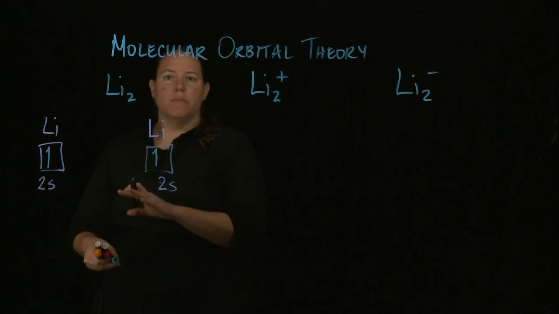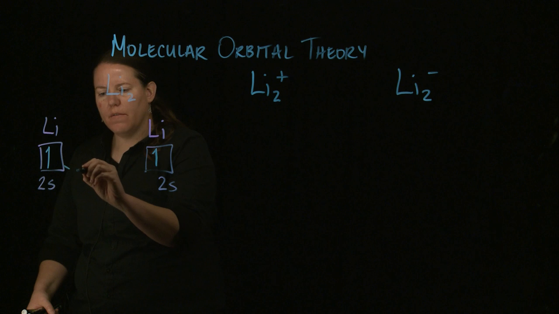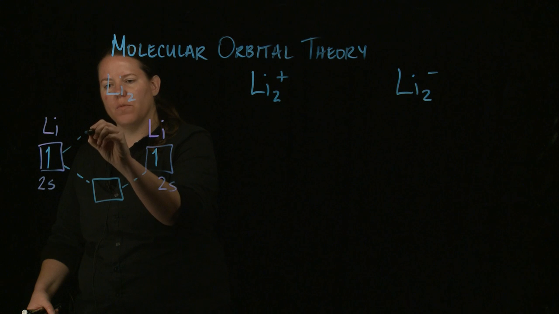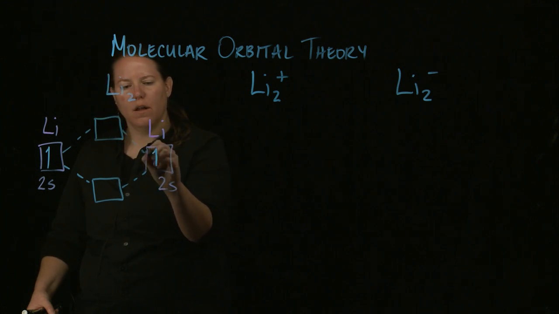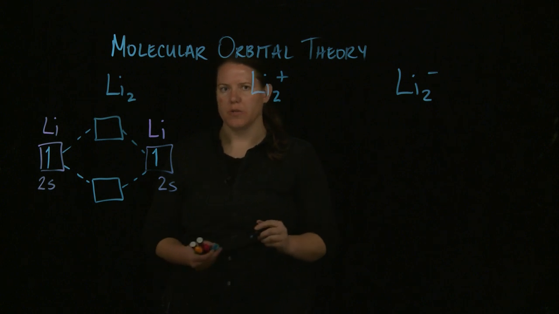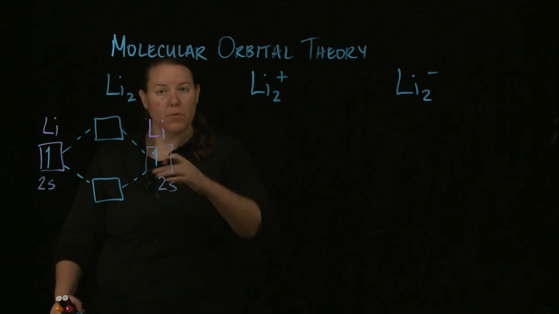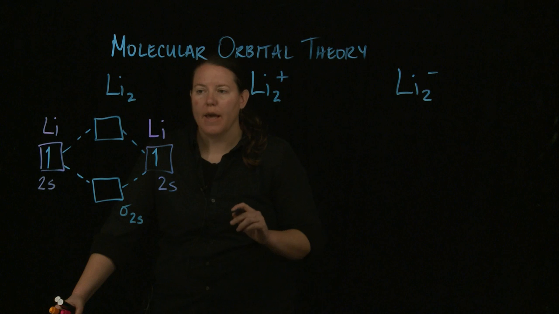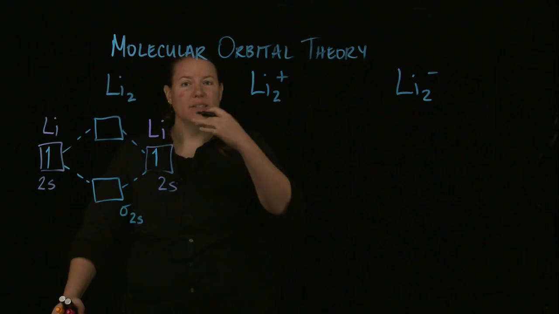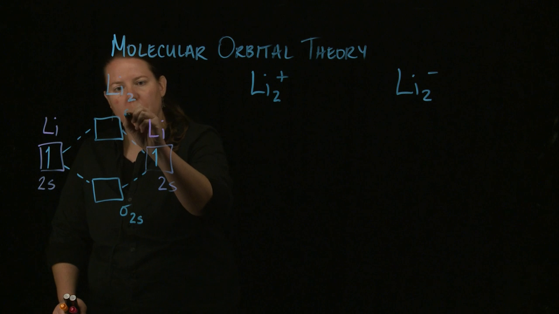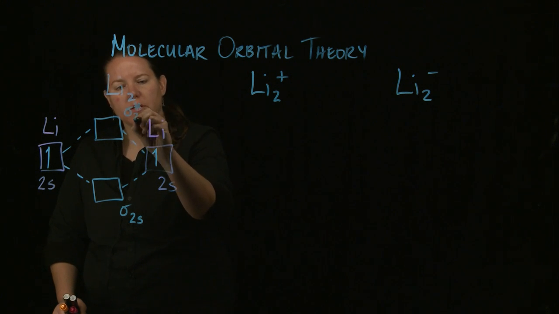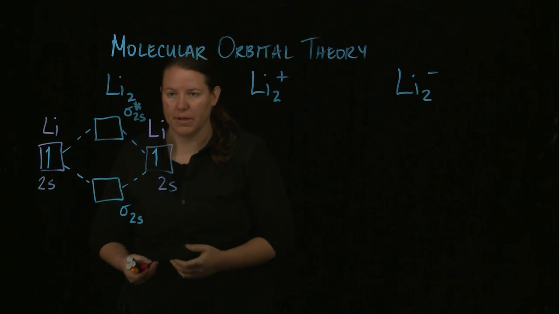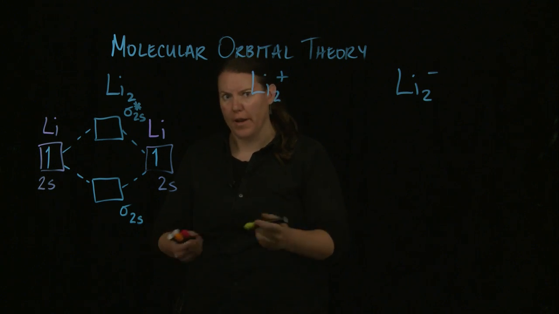When these two Li's come together to form a bond, they have two possibilities in terms of the bond that can be formed. There is a lower energy possibility and a higher energy possibility. The lower energy possibility would be the bonding orbital. We're going to call this sigma 2s. And the higher energy possibility is the antibonding orbital, which we're going to call sigma star 2s. Notice that the star goes along with antibonding here, with a higher energy of the two.